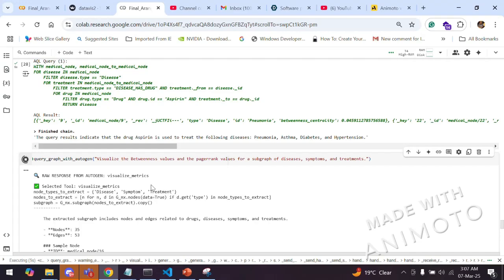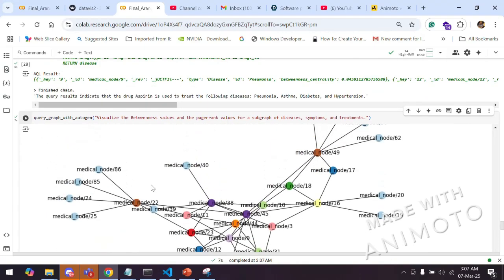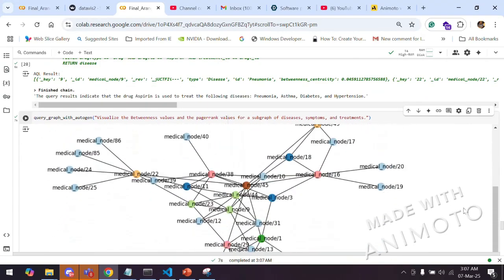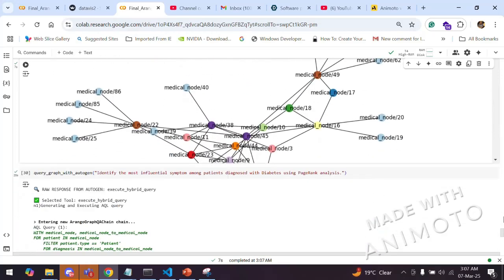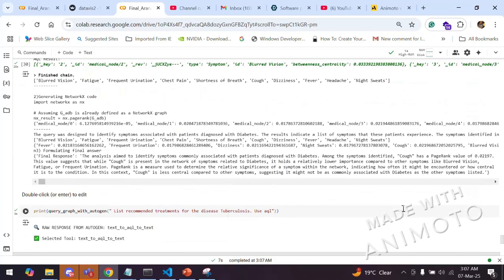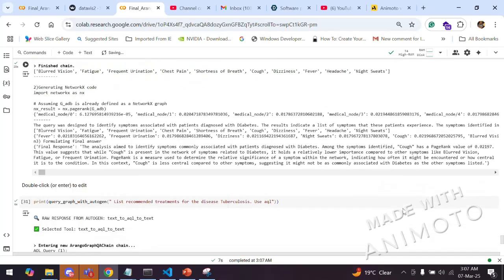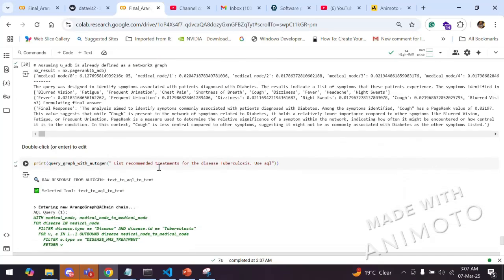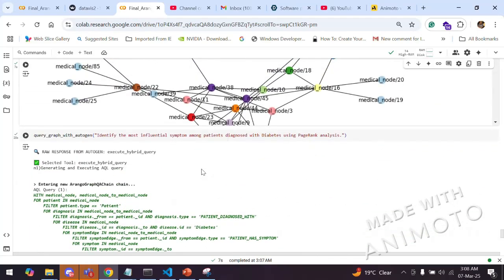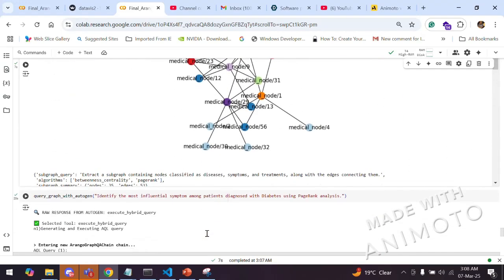If we run through this particular code itself, it would use the visualize metrics tool, and it generates the entire information, the PageRank and the analysis for it. So if we move on to, say, a hybrid query: list recommended systems for tuberculosis. Let's take a look at one hybrid query.